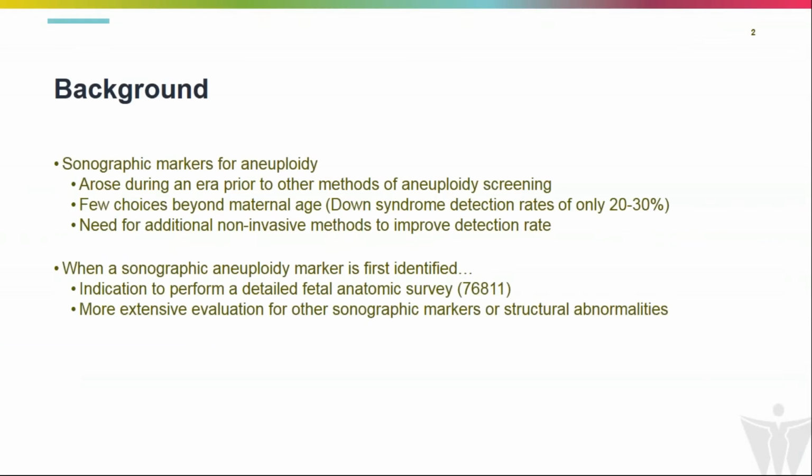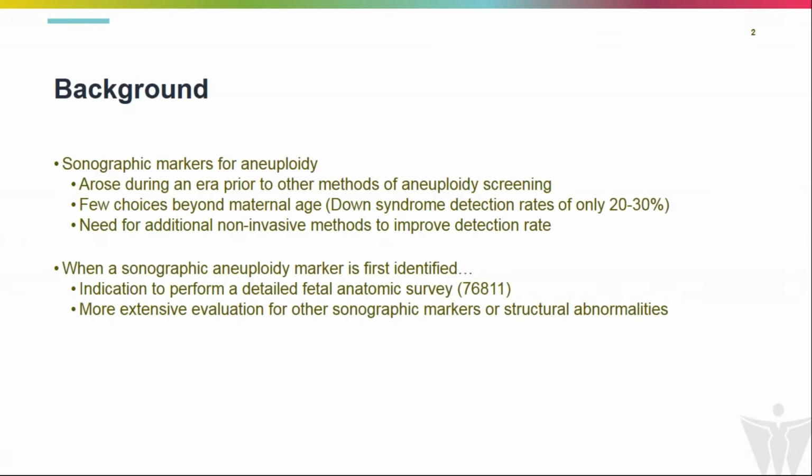So just a little bit of historic background. The development and use of sonographic markers for aneuploidy really arose during an era prior to our current methods of aneuploidy screening, such as sequential screening and NIPT. At that time, women had very few choices beyond maternal age to assess their babies for potential aneuploidy, with age providing only detection rates of 20 to 30%.